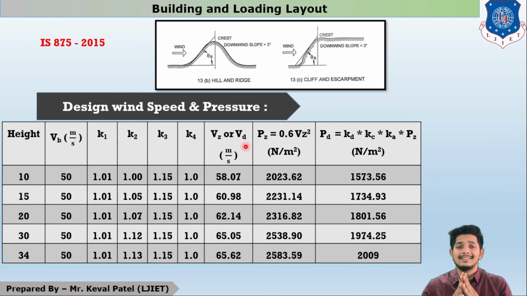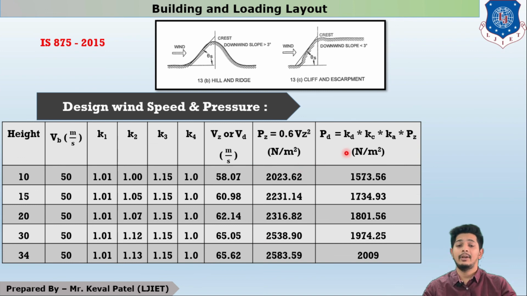Now, to find Vz or Vd, which is the design wind velocity, I will multiply the second, third, fourth, fifth and sixth columns. I mean Vz is equal to Vb into K1 into K2 into K3 and K4. So all the values of Vz will be different due to this difference in K2. So I have different values of wind velocity. From that I will find Pz, which is 0.6 into Vz square. Now the values are like this.